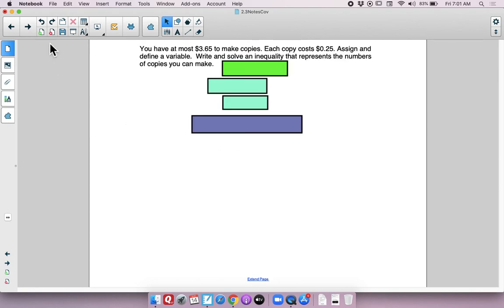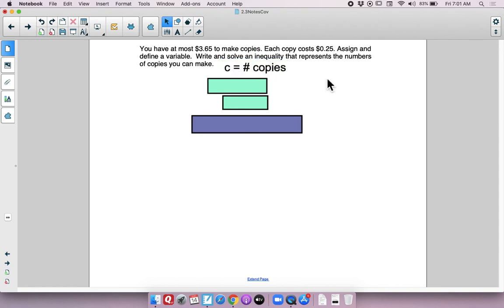All right. You have at most $3.65 to make copies. Each copy costs 25 cents. Assign and define a variable. Write and solve an inequality that represents the number of copies you can make. So what variable should we use? I'm going to go with C. What do you think? Did I go with C or with N for number? Let's see. I went with C.